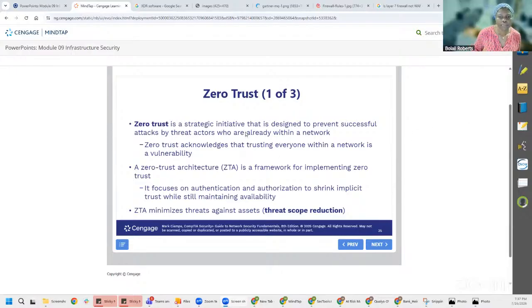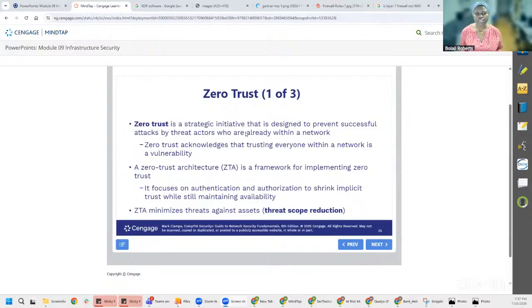Okay. Then we have zero trust architecture. This is an initiative that is designed to prevent successful attacks. Before now, we used segmentation a lot. We would say, this is the server VLAN, and any servers in the server VLAN can access one another and talk with one another. And so if for any reason a server is compromised, the entire server VLAN becomes compromised.